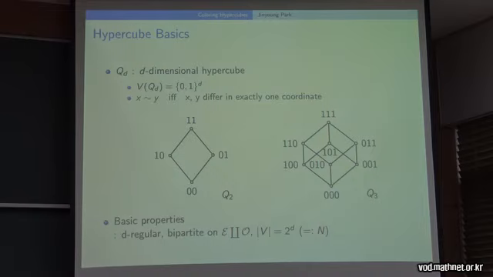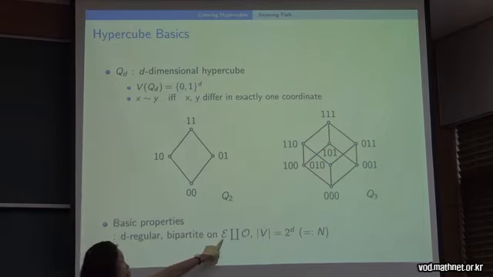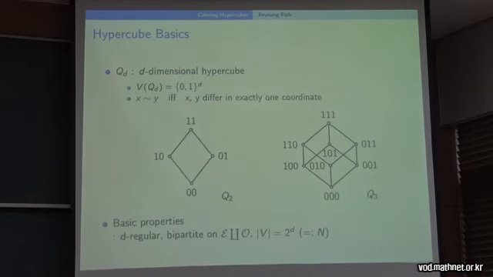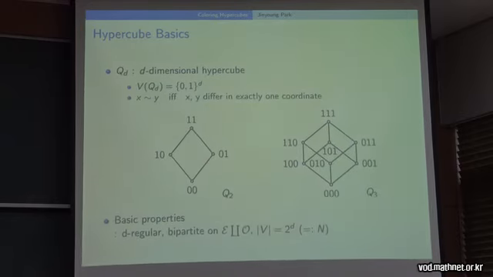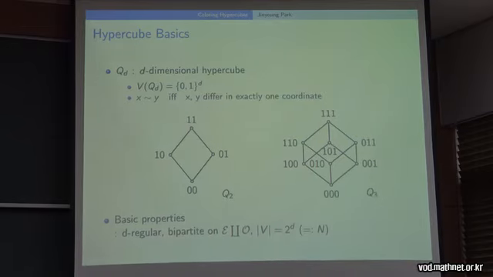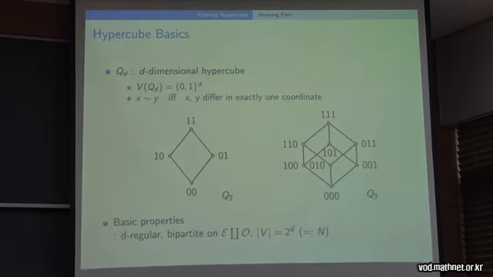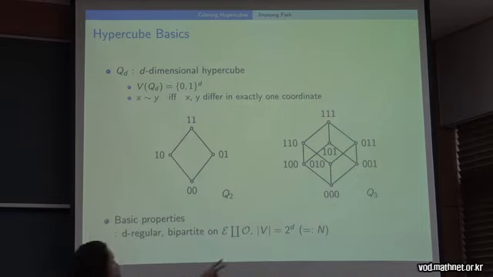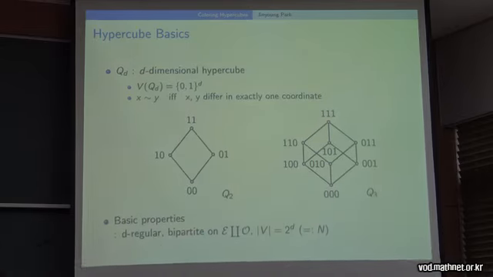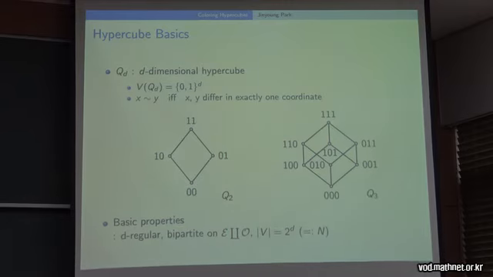E means the set of even vertices, and O is the set of odd vertices. An even vertex has an even number of ones in its coordinates. The number of vertices is 2 to the d, and we're going to denote this quantity by big N. In this talk, big N always means the number of vertices of the given graph.